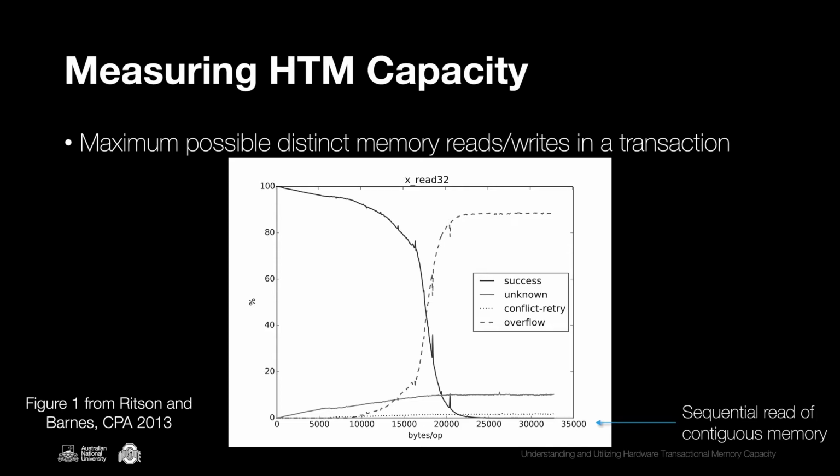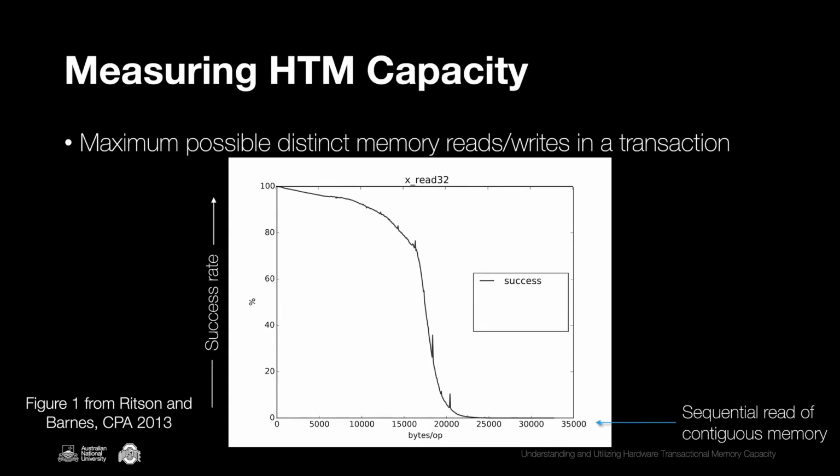For example, to measure the read capacity, we start by constructing transactions that sequentially read contiguous memory of increasing sizes. We can then draw curves showing the fraction of transactions that commit or abort for different reasons, for different sizes. Now we can focus on the curve showing the fraction of transactions that actually commit, and the height here indicates the success rate. We can then read from the curve that the maximum possible size is 26 kilobytes before transactions always abort, and that is the read capacity.